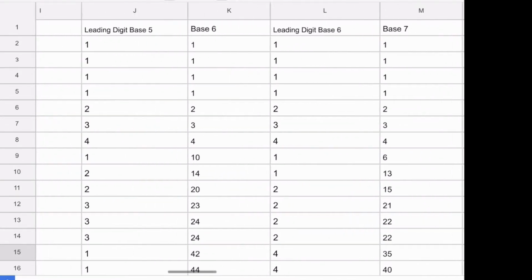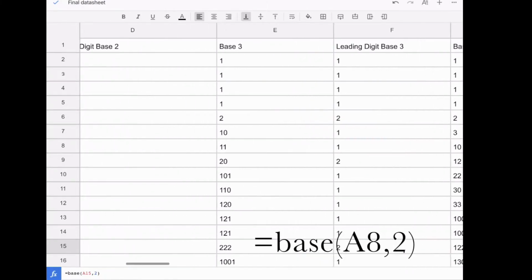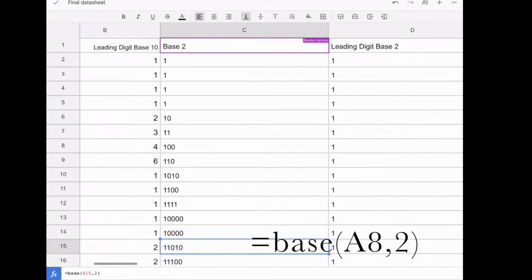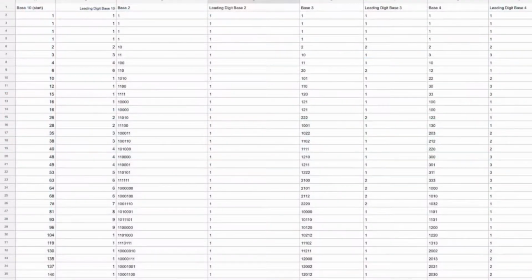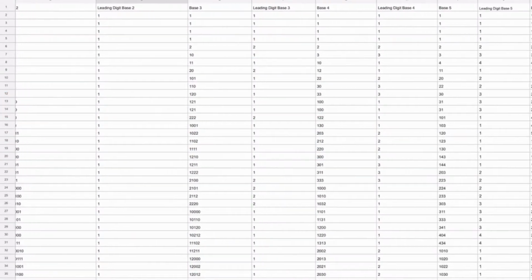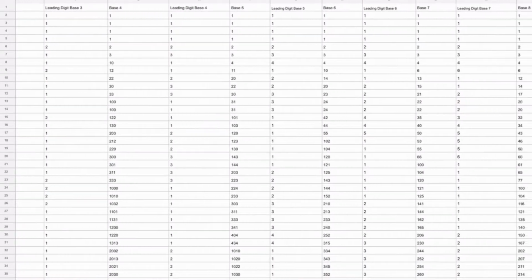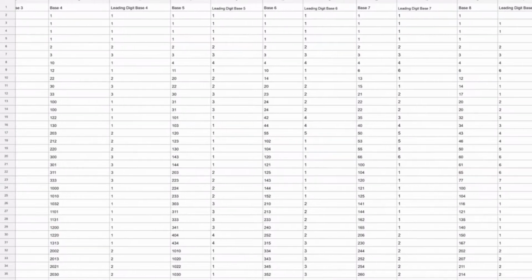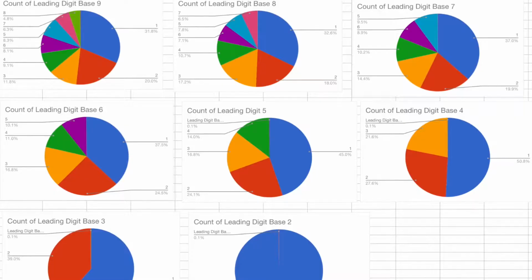The equation to convert is equal base, parentheses, the number you are converting from base 10, which in this case is in column A, comma, the base you want to convert to. In this example, we used base 2. We then were able to take off the leading digit of each number in each base. We were able to use our previously discovered algorithm to separate the leading digits from the number sequences. Once we were able to change the base of every number in our data set and rip off the leading digit of each term, we summed up the amount of each leading digit for each base.